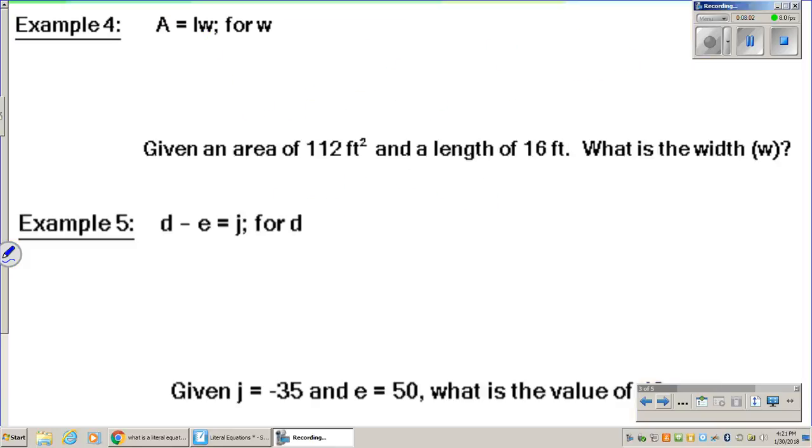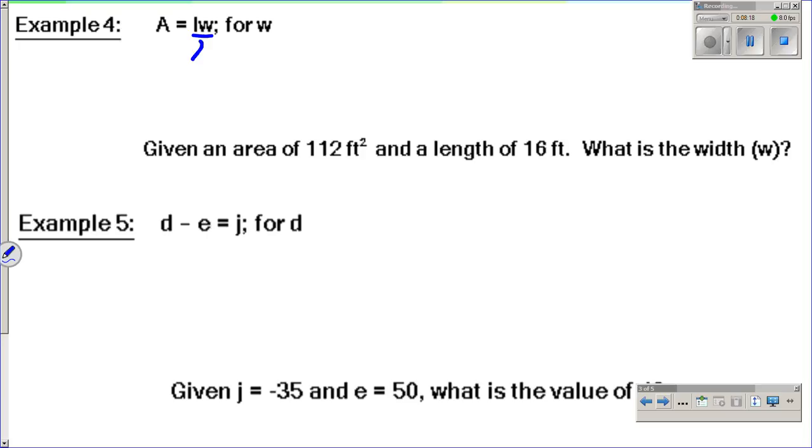Okay, in example 4, we have our actual area formula of a rectangle. Area equals length times width. They're wanting us to manipulate the equation and solve for w. So if you notice, the w is being multiplied by the L, the length. So in order to get the w by itself, we just need to divide both sides of the equation by L. And we use a cursive L so it doesn't look like a 1.